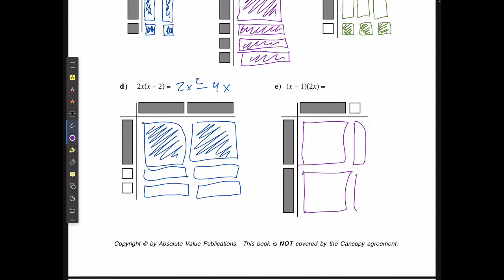Same thing here. Shaded and a shaded is going to make shaded. Shaded and a clear is going to make clear, and I have 2x squared minus 2x.